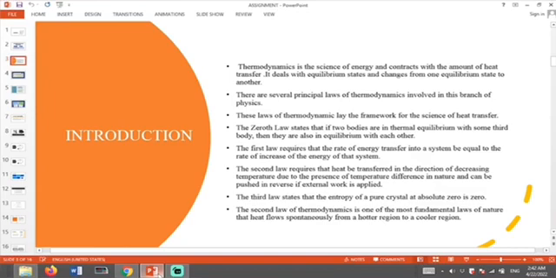The first law requires that the rate of energy transfer into a system be equal to the rate of increase of the energy of that system. The second law requires that heat be transferred in the direction of decreasing temperature due to the presence of a temperature difference in nature, and can be pushed in reverse if external work is applied. The third law states that the entropy of a pure crystal at absolute zero is zero.